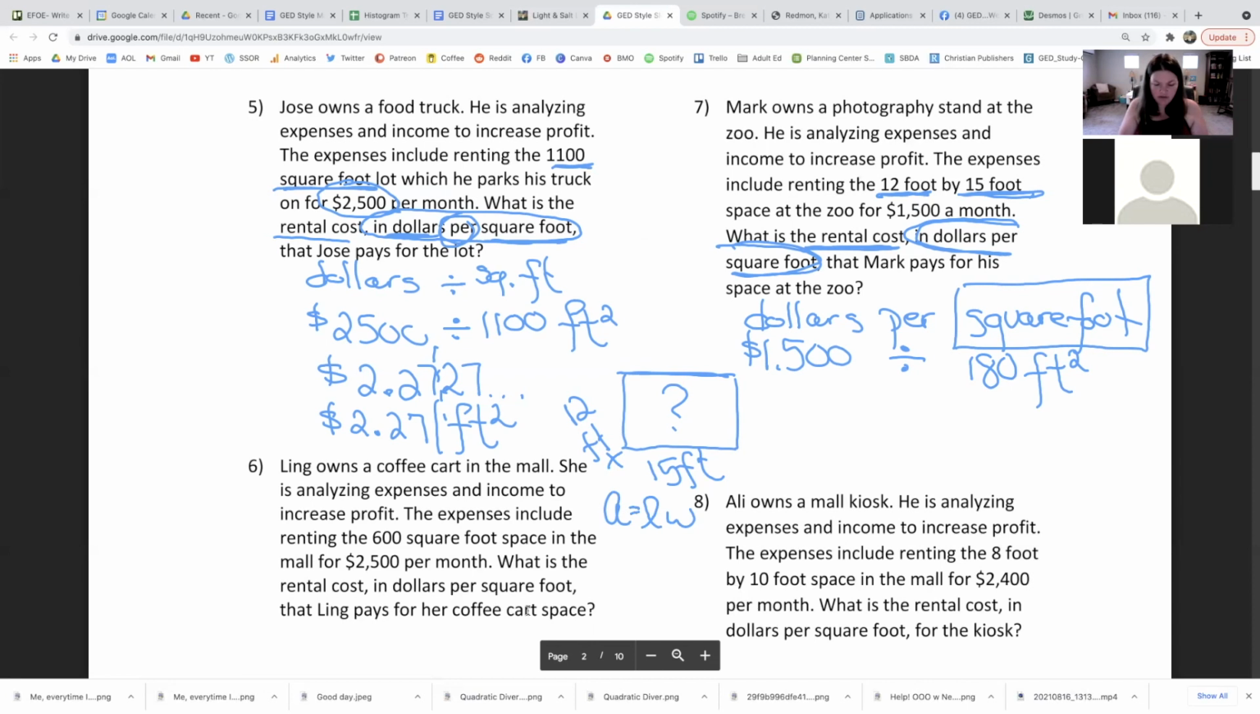Kate, you have gone awry. Let me try one more time. 1,500 divided by 180. That makes more sense. 8.333 and so on and so forth. Once again, I'm talking dollars per square foot. This is money. Money in the US only goes to 2 decimal places because pennies are our smallest coins. And so that's about $8.33 per square foot.